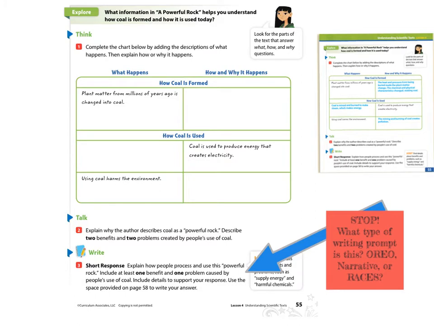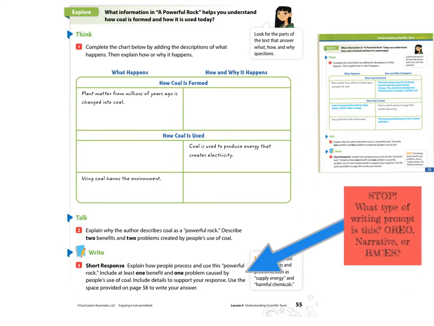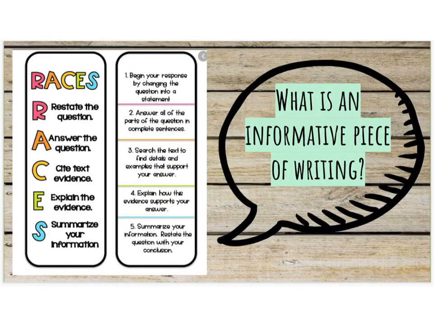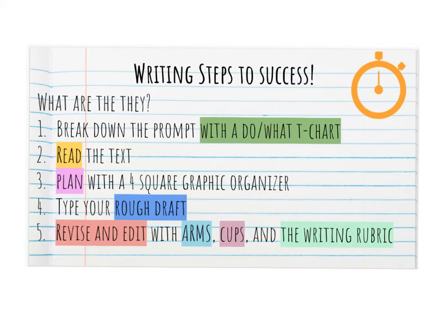So I want everybody in the comments to type either the word Oreo, narrative, or racist. Very good. I see a lot of people responding, and it is a racist prompt. I know that's because it's informational. Thank you. Good job. So as we think about races, I want to remind you that the R in races stands for restate the question, A, answer the question, cite evidence, explain the evidence, and then sum it up. And we call this informational writing.